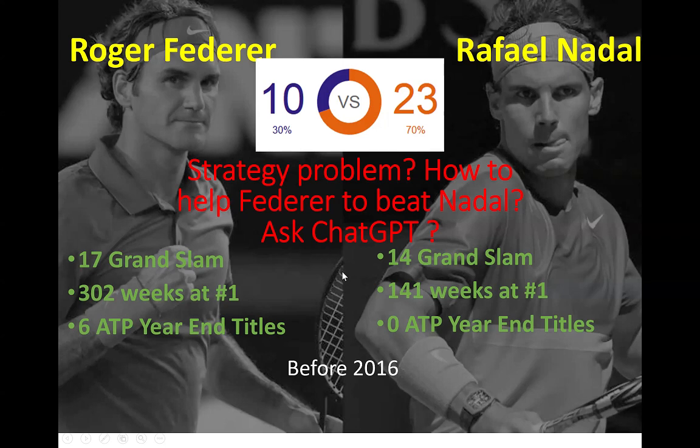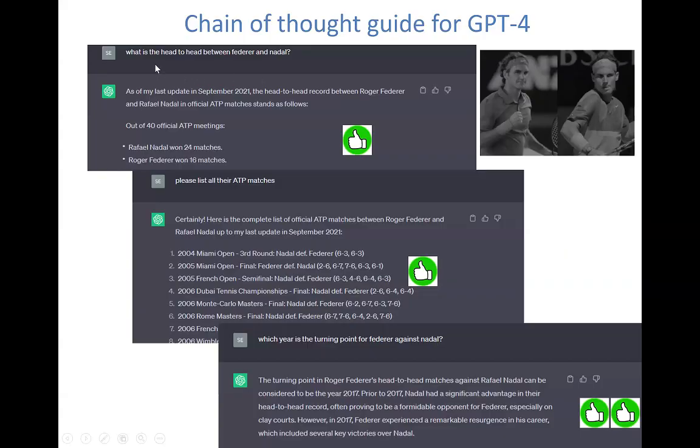These days, what about we ask ChatGPT, right? Okay, so we did that. But to do that, we had to notice there's a change after 2016. Roger started beating Nadal. Not many top coaches even realized that. So firstly, we asked ChatGPT, what's the head-to-head between Federer and Nadal? It gave us a pretty correct answer. Then you ask it to give all the matches and the scores. Its memory is also not too bad. Then you ask which year is the turning point. It can actually sense that since 2017, Roger started beating Nadal.